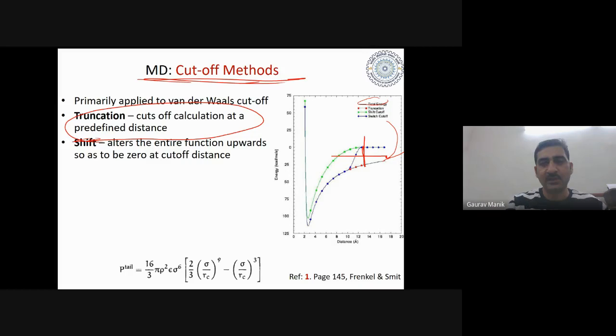The second one is a shift, wherein you see the green one; this was the original one. You have completely moved the green one vertically upwards. So this whole curve has been moved vertically upwards such that it touches zero at this point. So you have moved the entire function vertically upwards so that it is zero at a specific cutoff distance which you want. In this case, for instance, the cutoff distance that we have chosen is around 12, 13 angstrom.